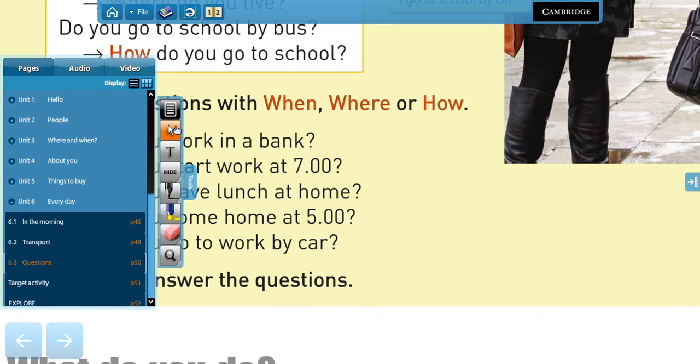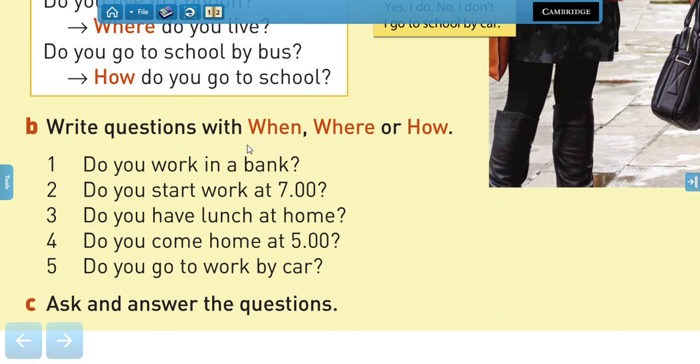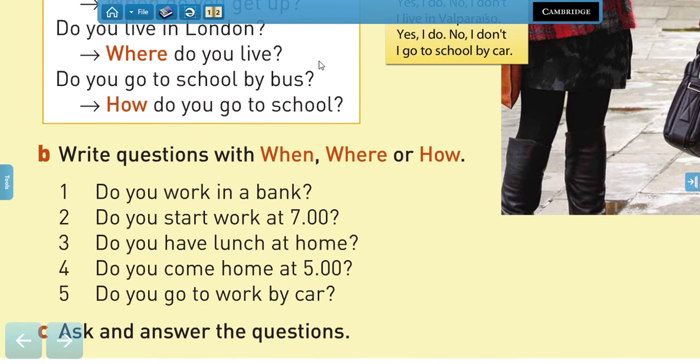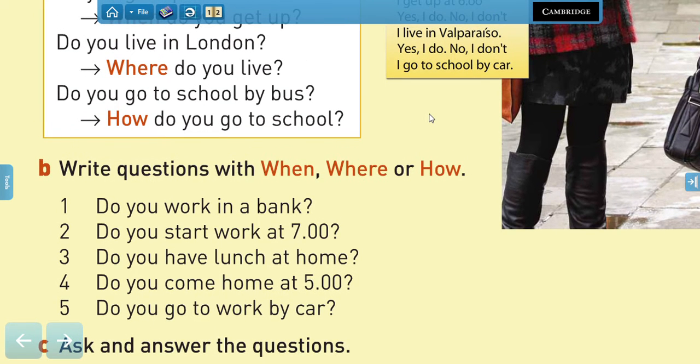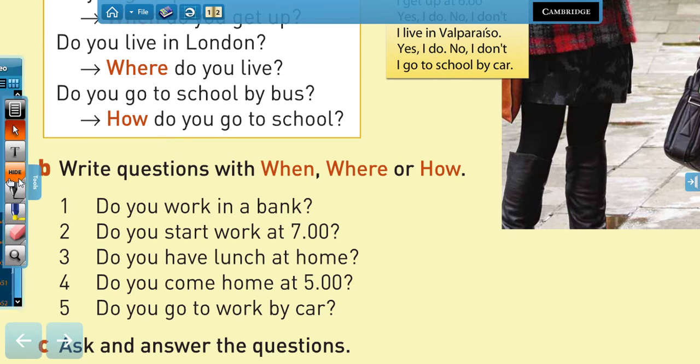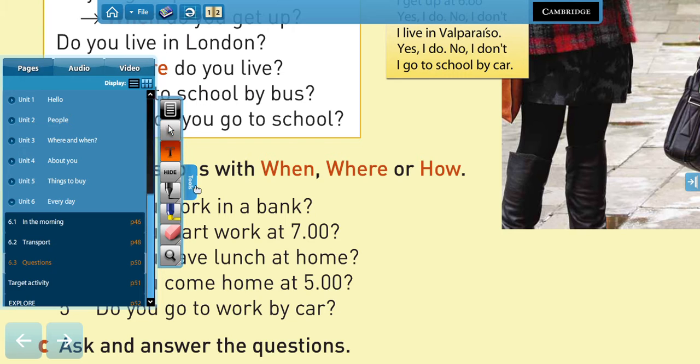Now, write these questions using when, where, or how, following the examples above. So pause the video and write a different question using, of course, the same information and the question words. All right? So let's check your answers.